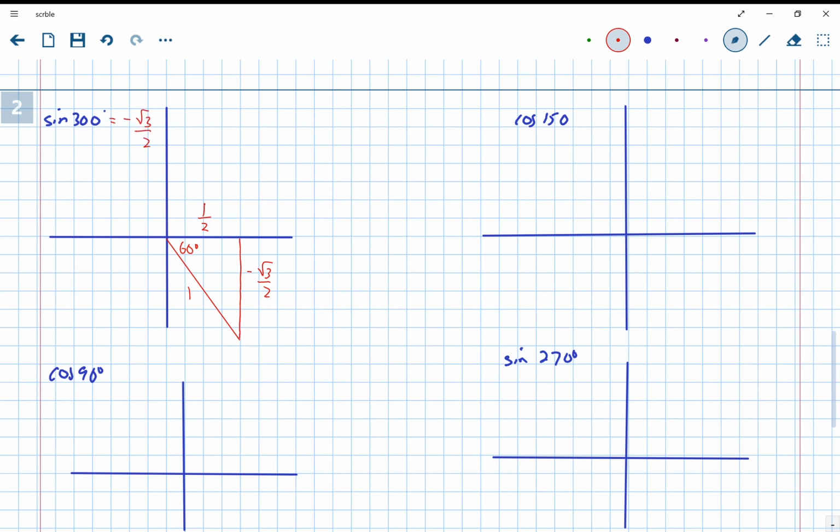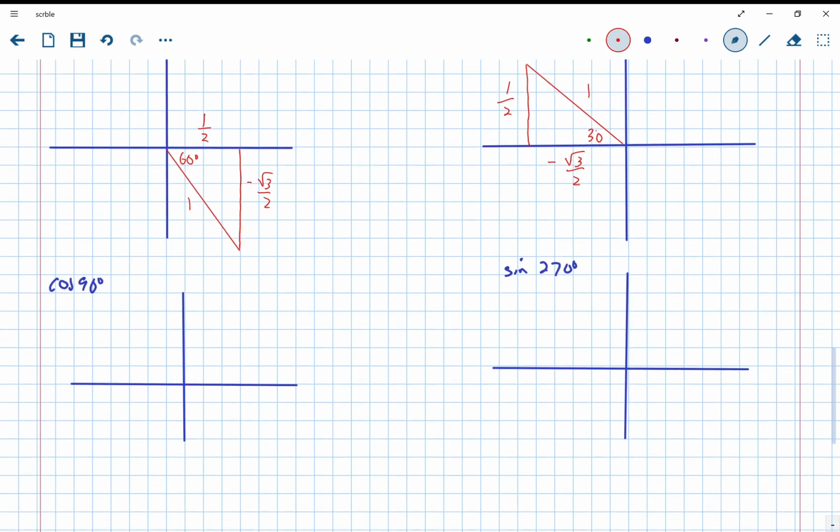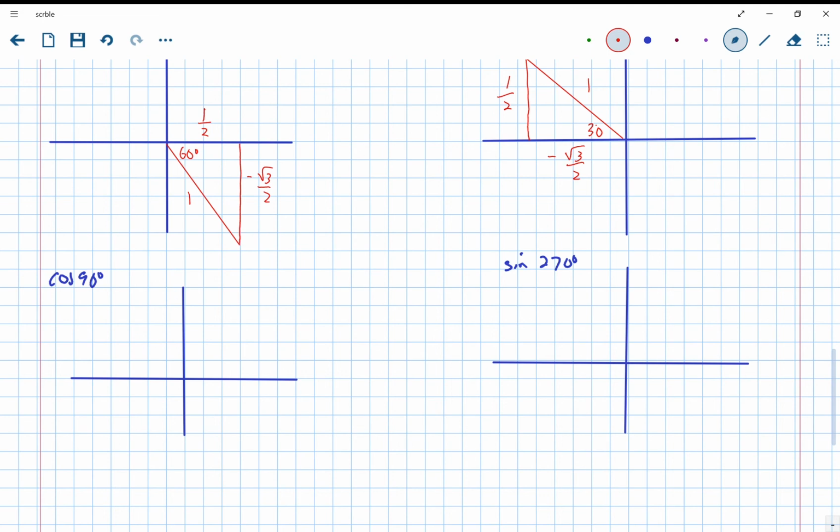Okay, cos of 150. Cos of 150 is here. Related acute is 30. Draw the line. Across from the 30 goes the 1/2. This is negative root 3 over 2 and 1. So the cos is the adjacent over hypotenuse, negative root 3 over 2. Okay, excellent.